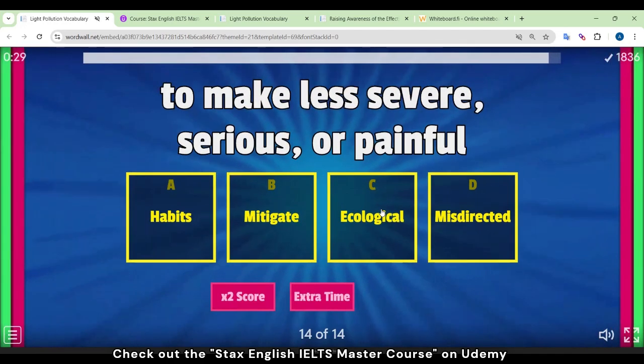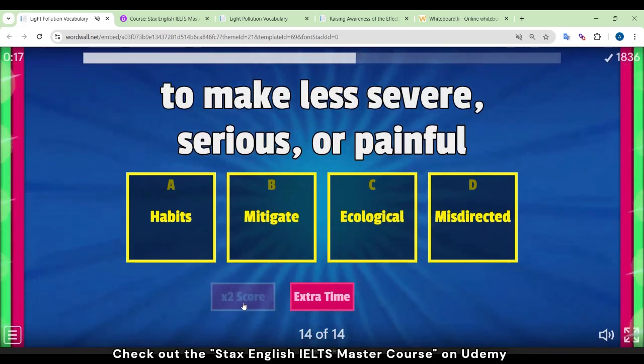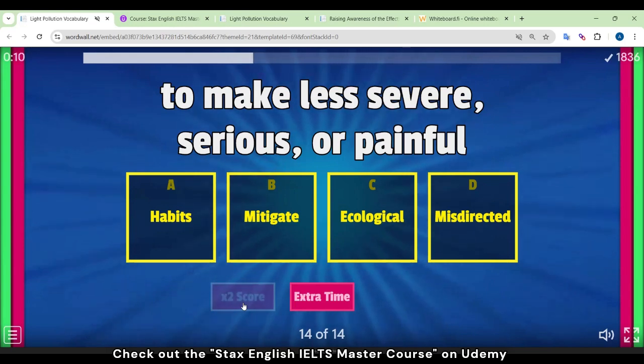To make less severe, less serious, or less painful. To make something not as bad as it could be. Misdirected. Not misdirected. I'm going to double the score on this one. It's not misdirected. This is a verb where we do something to make the damage less bad. So a seat belt in a car won't stop the car from crashing, but it will certainly reduce the potential damage that can be done.